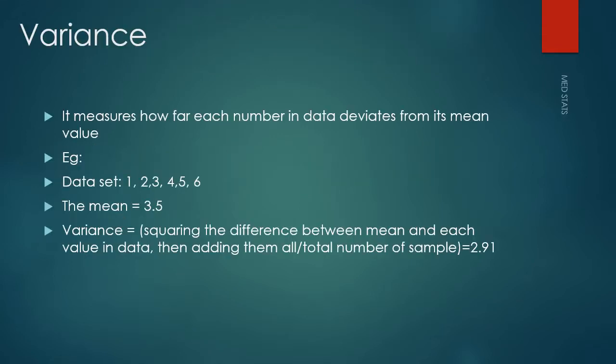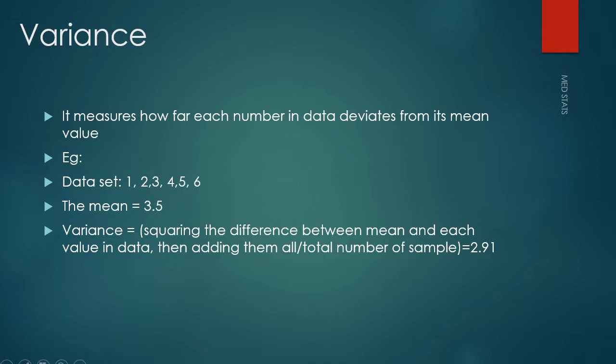First of all, before knowing how to interpret the results in SPSS, we should know about variance. What does variance mean? Variance is a measure of how far each number in a data set is deviating from its mean value. For example, I have a data set of numbers ranging from 1, 2, 3, 4, 5 and 6. So the mean value for this data is 3.5.